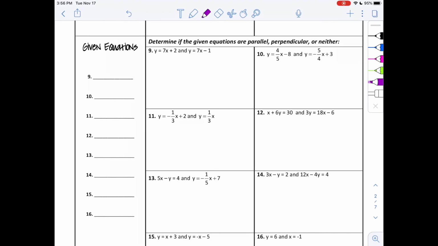And then let's take a look at determining if my lines are parallel, perpendicular, or neither given an equation. When you're given an equation, we still want to determine if they're parallel, perpendicular, or neither algebraically. So we want to be able to look at the equations to determine it. We're still comparing our slopes. So when we look at the two equations for number 9, the first equation has a slope of 7, and the second equation has a slope of 7. Our slopes are the same. Because the slopes are equal, I know I have parallel lines.